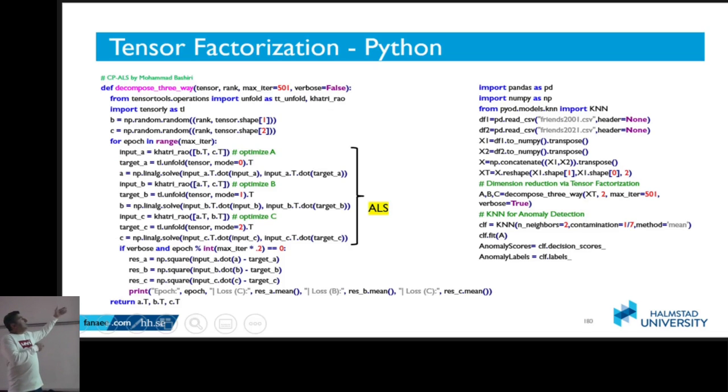So this is code from scratch. You can see this is very few lines of code for computing the tensor factorization. And this is the ALS part. You optimize for A first, and then you optimize for B, and then you optimize for C. You can run this code to see how iteration works, how convergence happens, and these things.